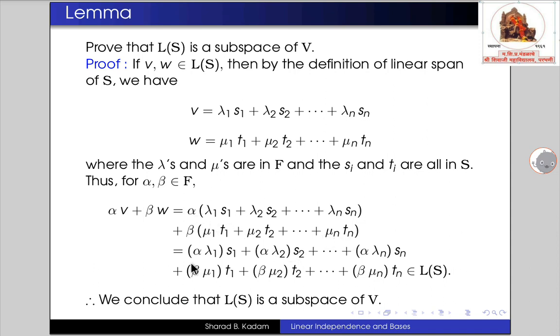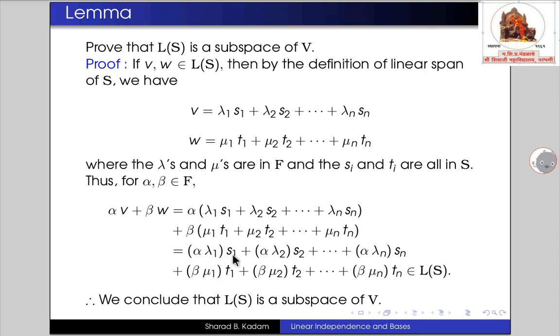Now by using the eighth property of the definition of a vector space, which states that alpha into (beta into V) equals (alpha into beta) into V, we get that (alpha into lambda 1) into S1 plus (alpha into lambda 2) into S2 plus so on plus (alpha into lambda n) into Sn plus (beta into mu 1) into T1 plus (beta into mu 2) into T2 plus so on plus (beta into mu n) into Tn.